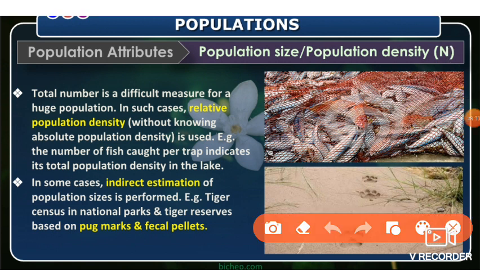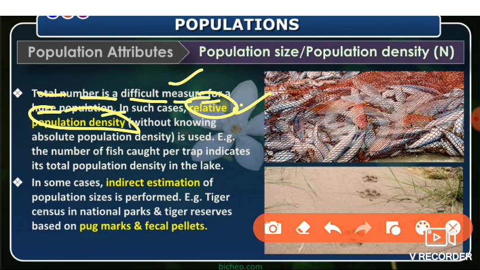population size or density. Here the total number is a difficult measure for a huge population. Say for example, there is a huge population, so it is quite difficult to measure how many individuals are there, it is quite difficult to calculate. In such cases, what we are going to do is take the relative population density, without knowing the absolute population density. We don't know the absolute population density. We will take it as a relative population density.